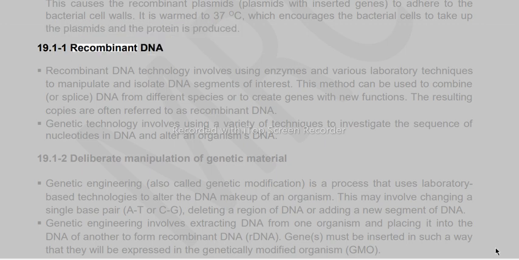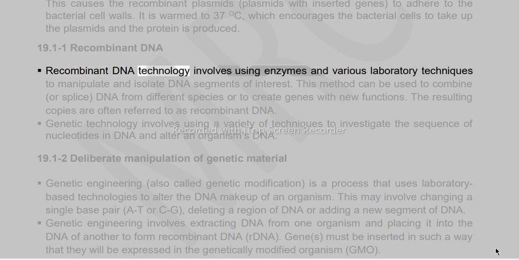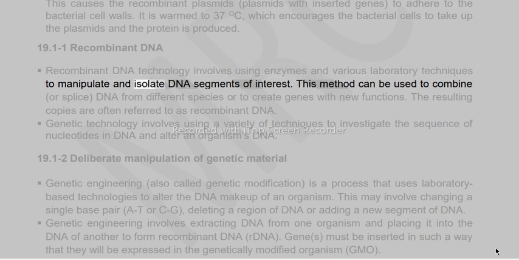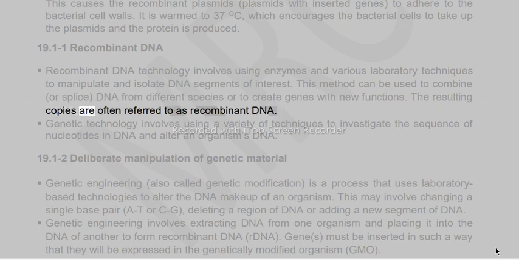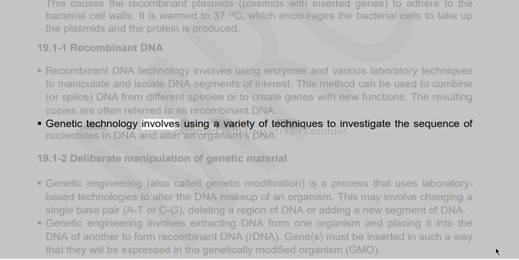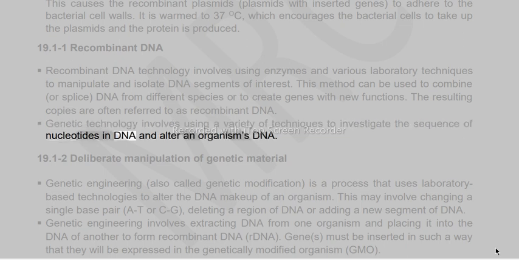19.1.1 Recombinant DNA. Recombinant DNA technology involves using enzymes and various laboratory techniques to manipulate and isolate DNA segments of interest. This method can be used to combine, or splice, DNA from different species or to create genes with new functions. The resulting copies are often referred to as recombinant DNA. Genetic technology involves using a variety of techniques to investigate the sequence of nucleotides in DNA and alter an organism's DNA.